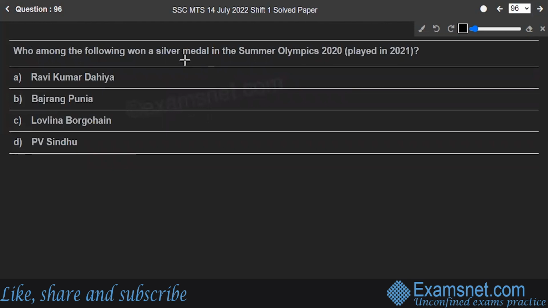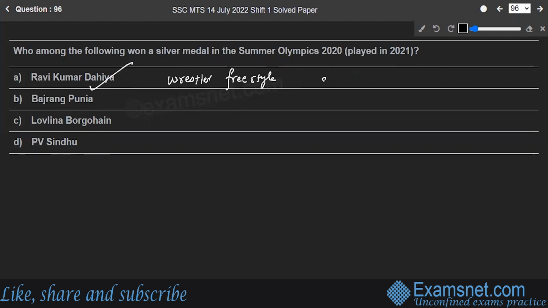Who among the following won a silver medal in Summer Olympics 2020? Ravi Kumar Dahiya, Bajrang Punia, Lovlina Borgohain, or PV Sindhu? Well, the correct answer to the question is option A, Ravi Kumar Dahiya. Commonly known as Ravi Kumar or Ravi Dahiya, is an Indian freestyle wrestler.